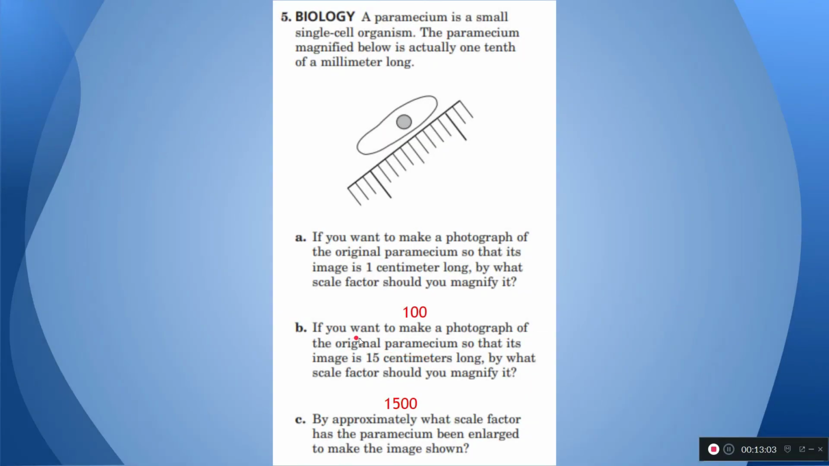B just says that if you want to make a photograph of the original paramecium so that its image is 15 centimeters long, by what scale factor would you magnify it? Well, this time we did 100, and we said if we want 15 centimeters, notice we're changing from millimeters to centimeters here. Now we're saying, what if it's 15 centimeters long? So we're just going to multiply our number here by 15. We end up with 1500 as our scale factor that you magnify it by.